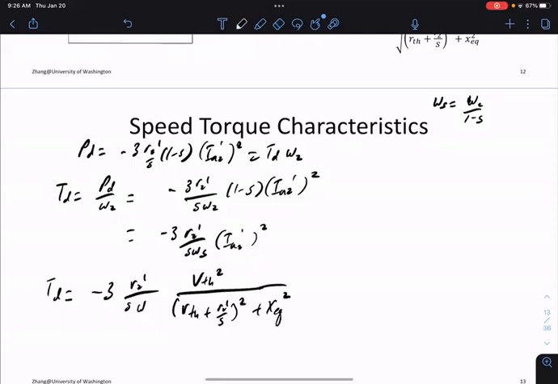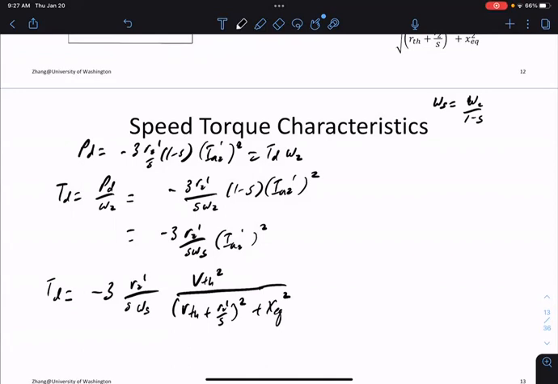And the most interesting thing to look at is the dependence of torque on S. That was a mistake I made, and the intuition was correct. Now this torque should go to 0 when S goes to 0, when your speed is the same as the synchronous speed.